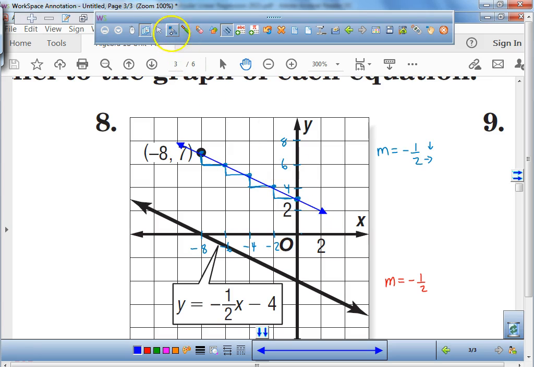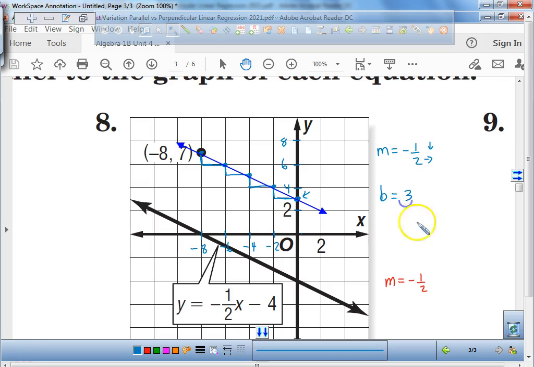What do you guys think this y-intercept is here? Negative 3? I don't think so. Positive 3, right? Positive 3. So what would my equation be for this? y equals negative 1 half x plus 3. Okay, this one was a little bit trickier because everything was scaled by 2. So how could we do this algebraically?